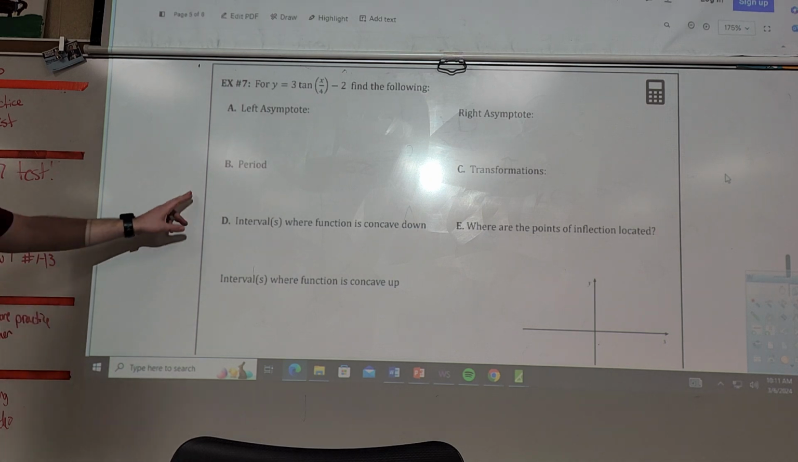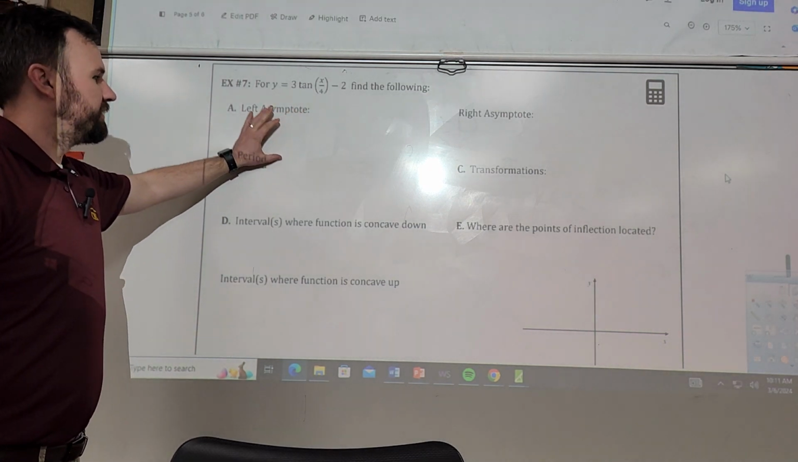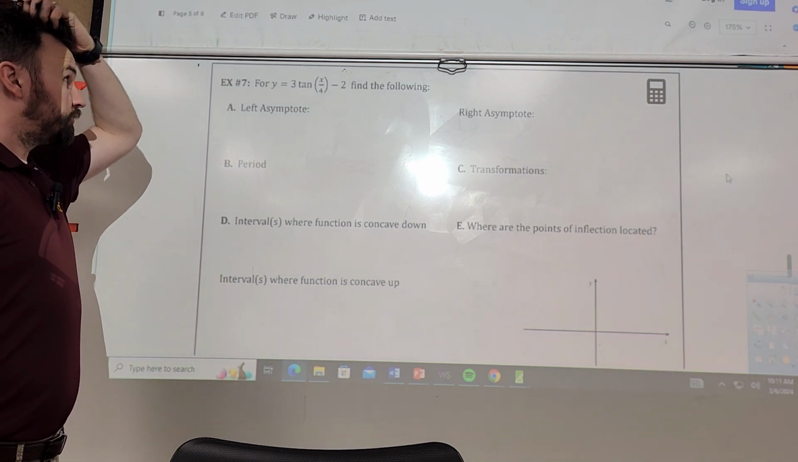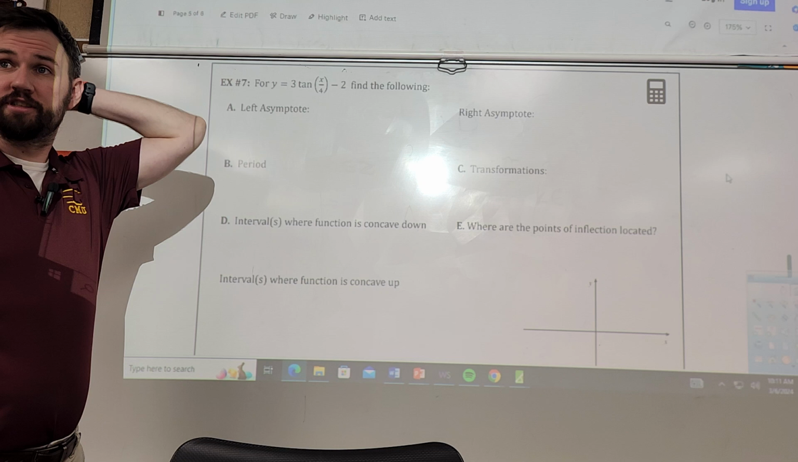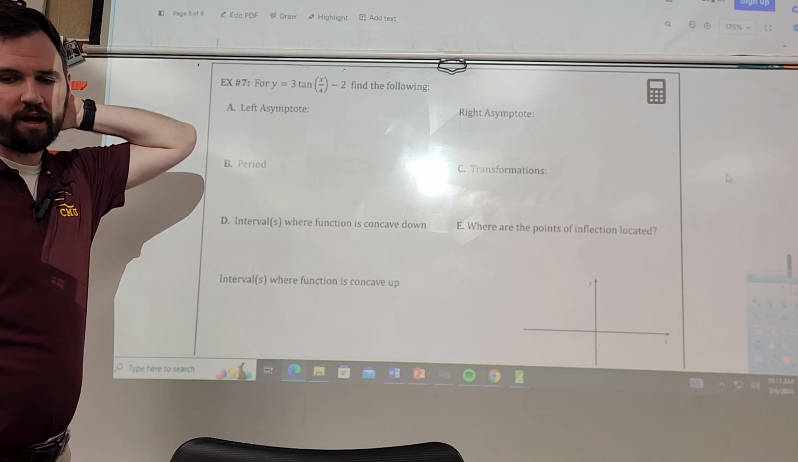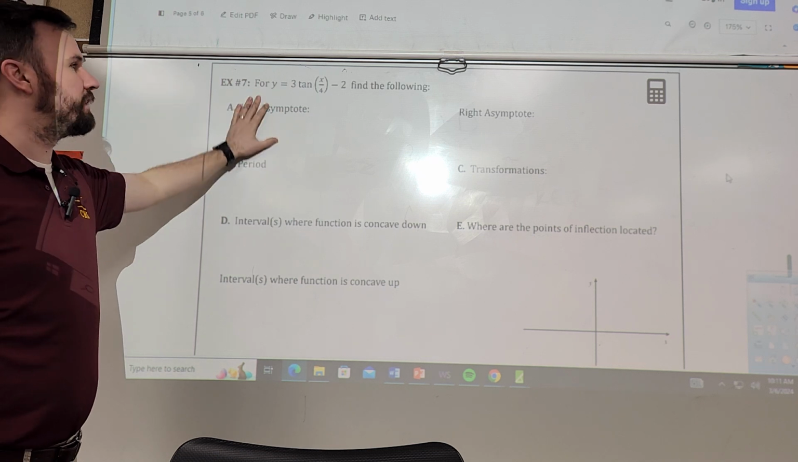So we're looking at number 7. We have an equation. Let's find this stuff and sketch a graph. Now, for some people, they want to find this out first and then sketch the graph. For some people, they would sketch it and then dictate kind of what happens. I'm going to go through and find all this stuff first.